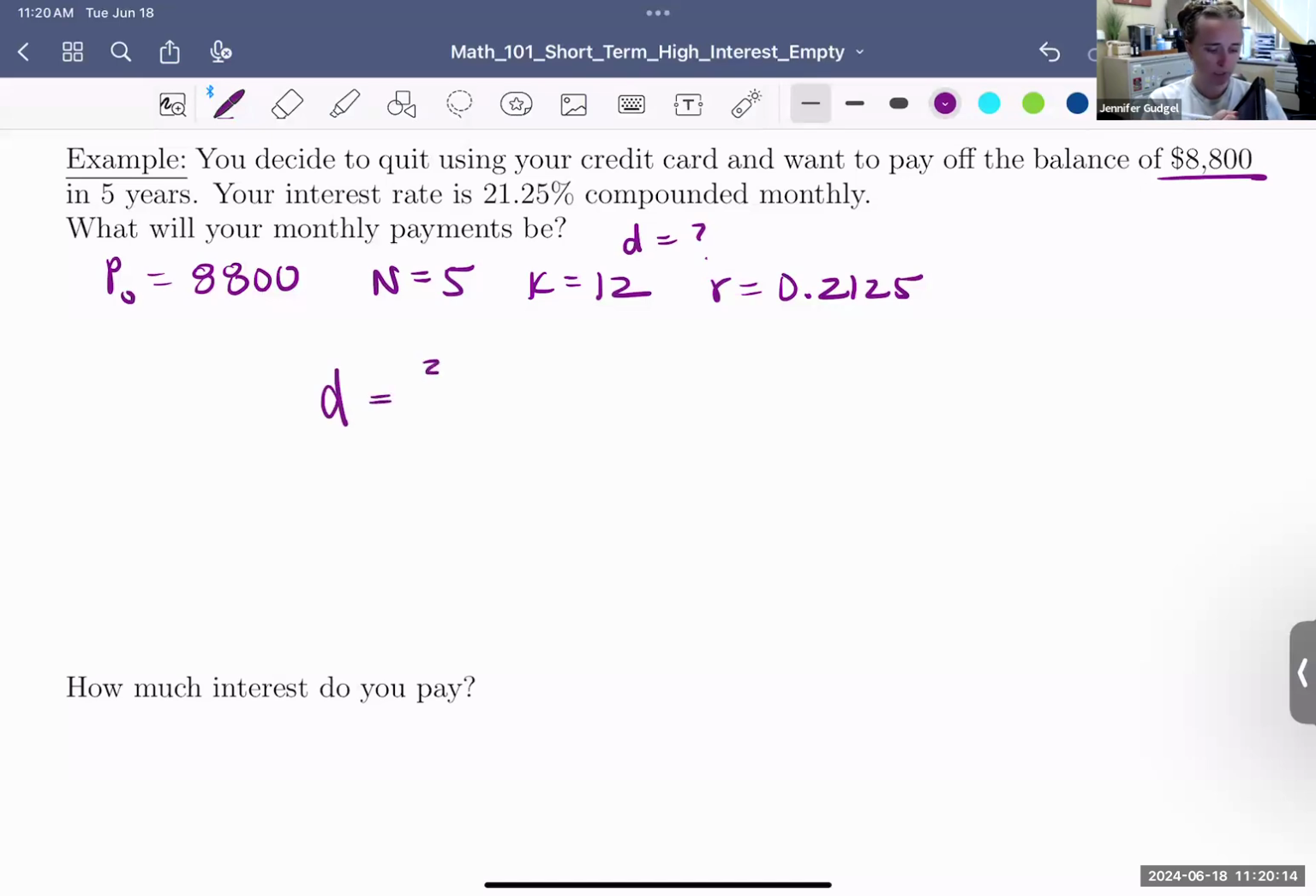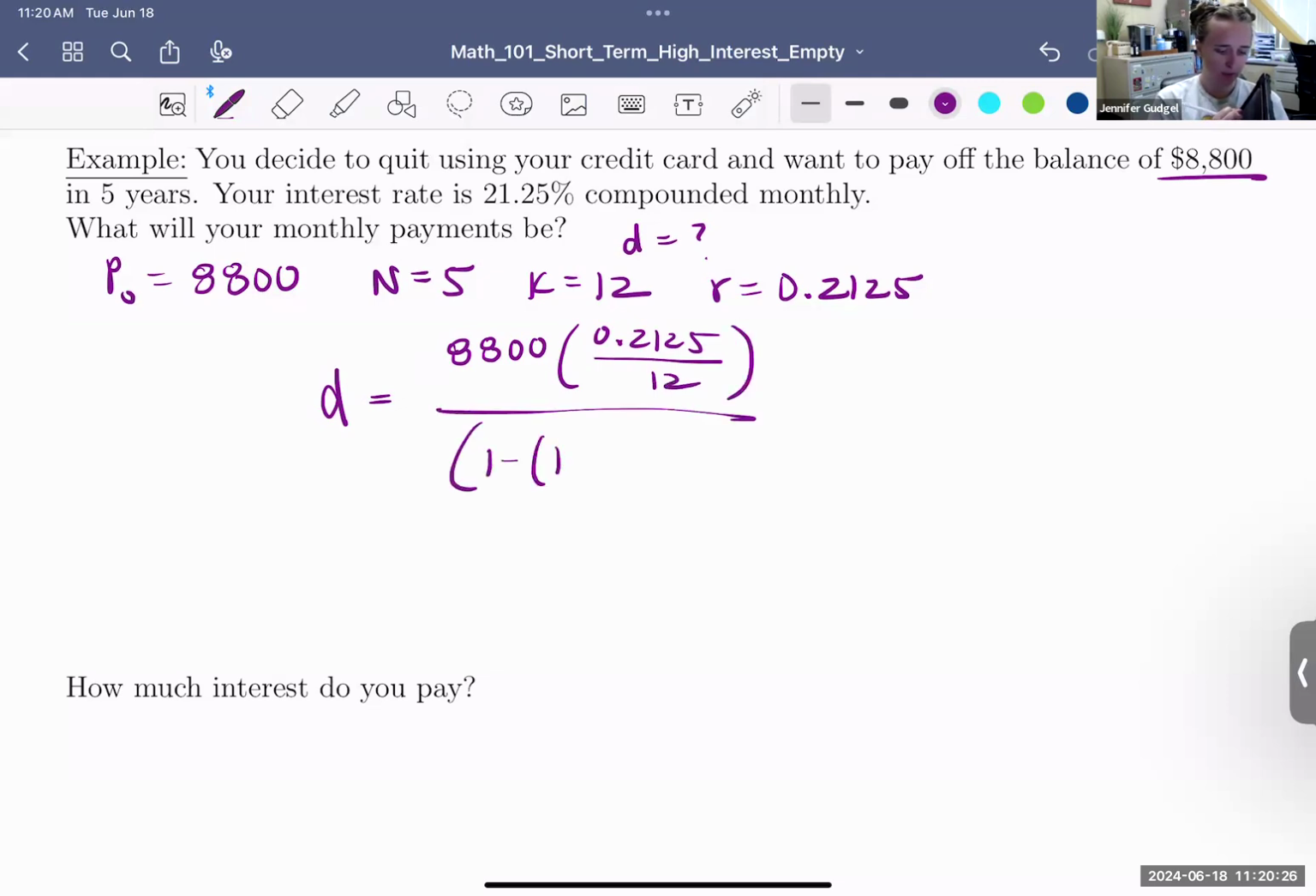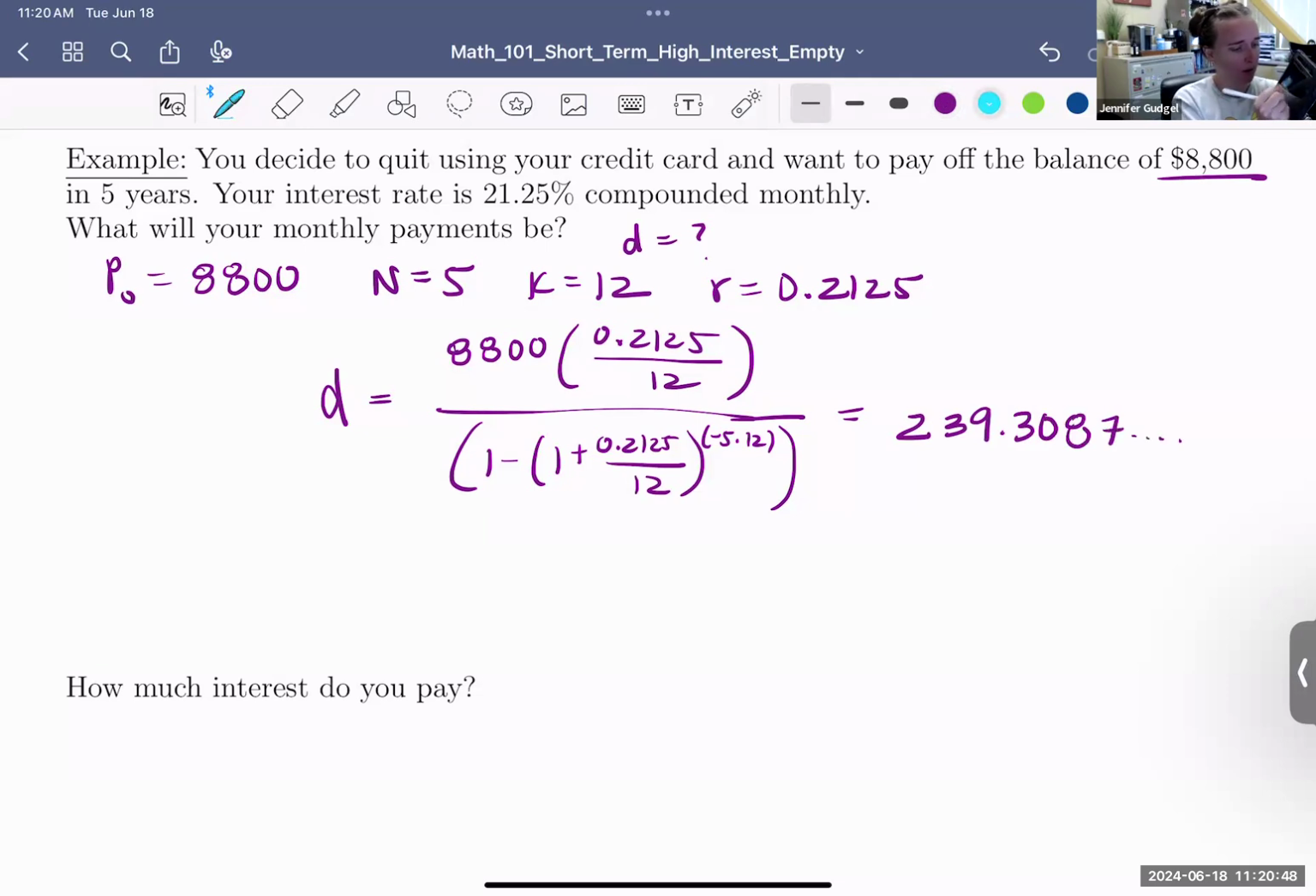So our monthly payments would need to be 8,800 times R over K, 0.2125 over 12, divided by 1 minus 1 plus 0.2125 over 12 to the negative NK power. That's -5 times 12 power. When I put this into my scientific calculator, which again, you should be practicing, you should get 239.3087-ish.